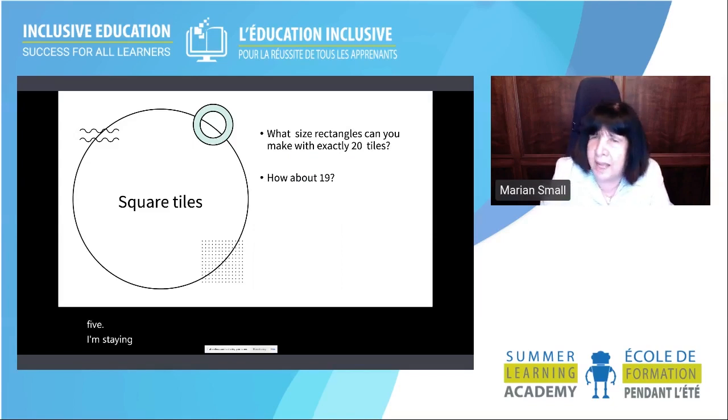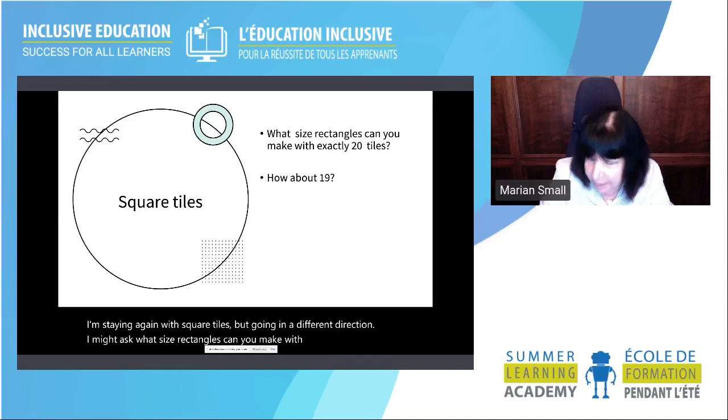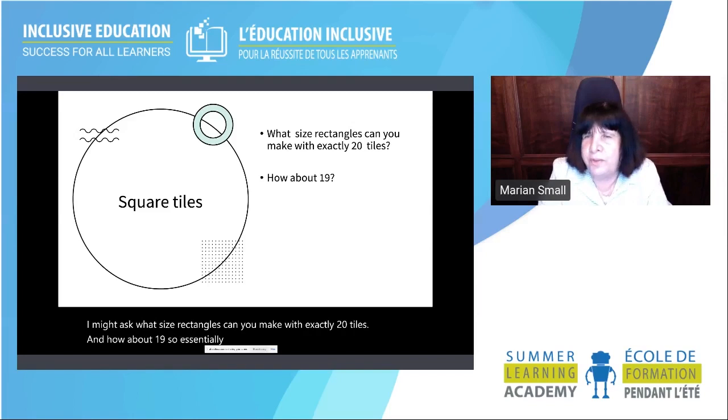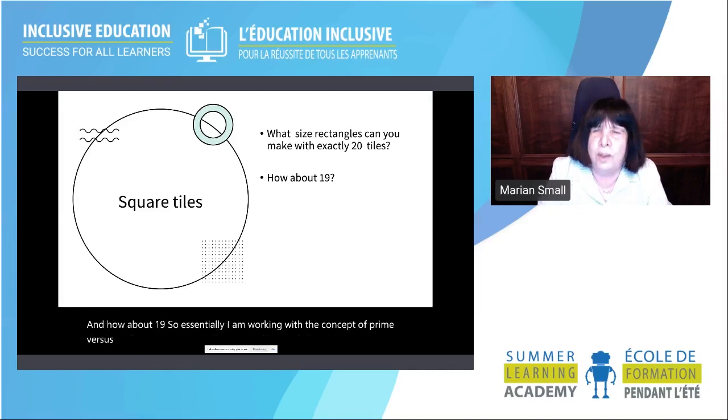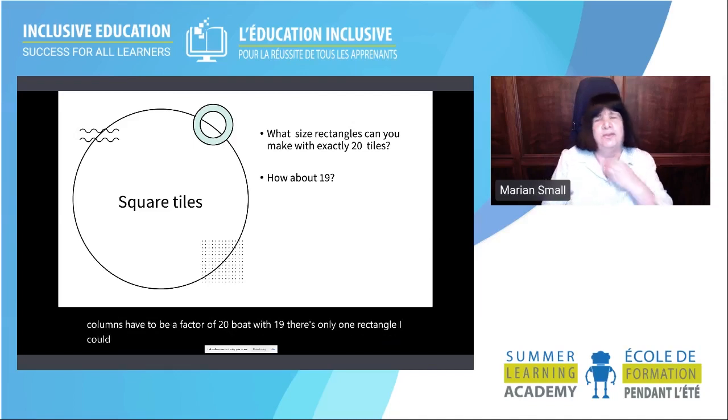Staying again with square tiles, but going in a different direction, I might ask, what size rectangles can you make with exactly 20 tiles? And how about 19? So essentially, I am working with the concept of prime versus composite. I'm working with factors of 20, because if I made a rectangle with 20 tiles, the number of rows and the number of columns have to be a factor of 20. But with 19, there's only one rectangle I can make. With 20, there's a 4x5, there's a 2x10, there's a 1x20, there's more.